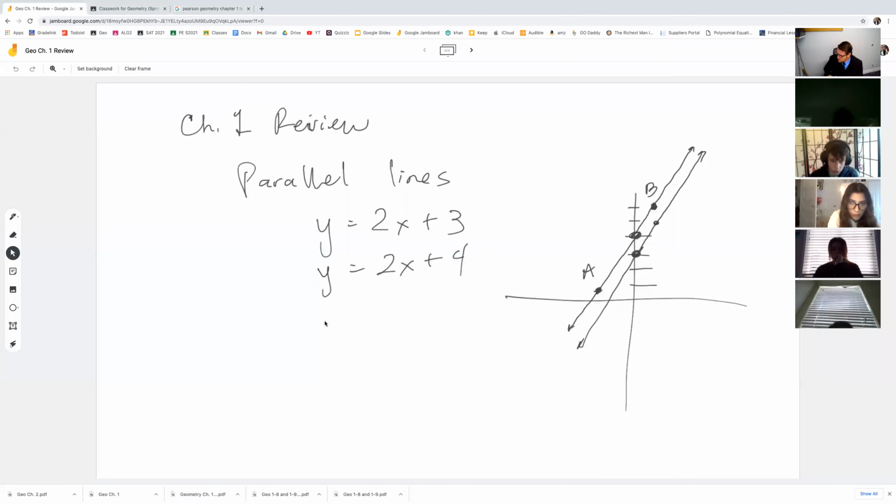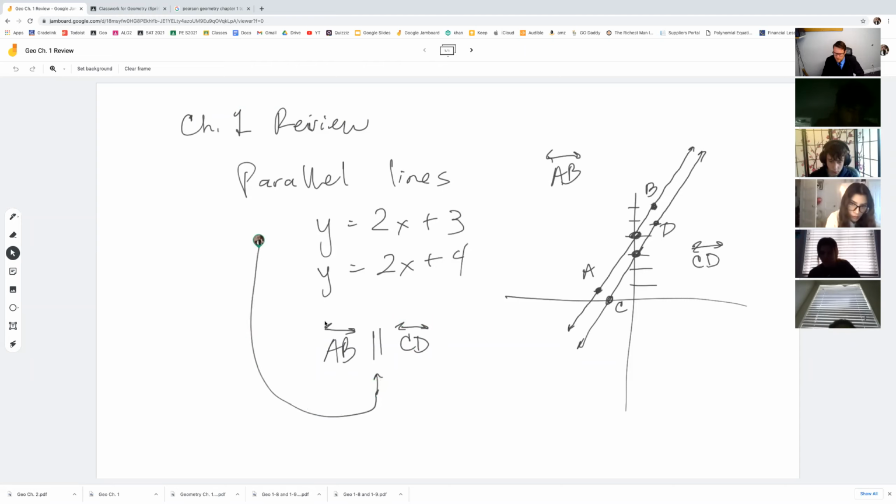So here we have parallel lines. If we call this line AB, and we call this line CD, you could write AB is parallel to CD. And this right here, that means parallel. That's what that symbol means. All right, so that's what parallel means. If you see that symbol, that means parallel.